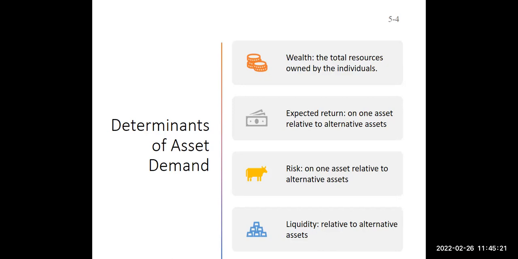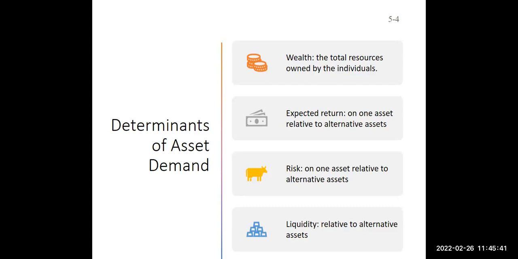And similarly, when you compare one asset A with another asset B, you always have to have in your mind what is the expected return on asset A and what is the expected return on asset B. All right. So the expected return is another determinant of an asset demand.